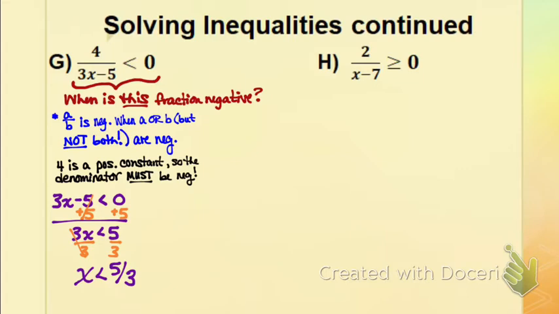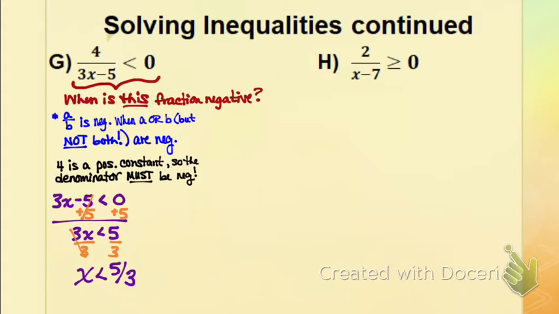And it can't be right at 5/3 again. Why? Because the denominator can't be 0. That's actually something that we're going to need to watch out for on any of these fractions, because even if it has this or equal to with it, can I have a value that would make my denominator a 0? No.